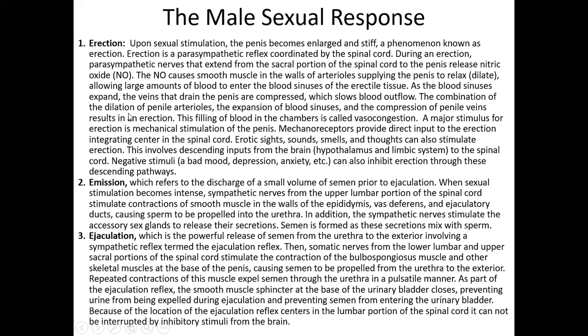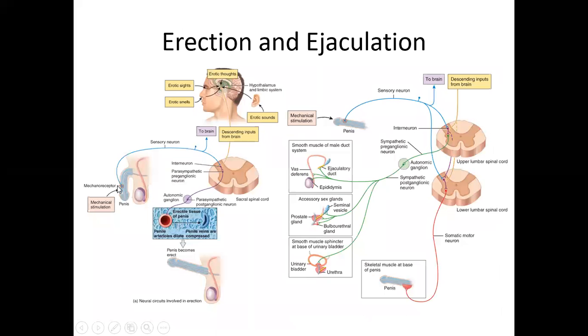And this combination of dilation of those penile arteries or arterioles, expansion of the blood sinuses, and compression of the penile veins is what causes the erection. This filling of blood in the chambers is called vasocongestion. The major stimulus for erection is mechanical stimulation of the penis, like touching the penis, mechanically stimulating those very sensitive receptors within the penis. These provide direct input to the erection integrating center, which is in the spinal cord. That is what's shown right here in the figure. The signal comes up from the penis, up and into the brain.